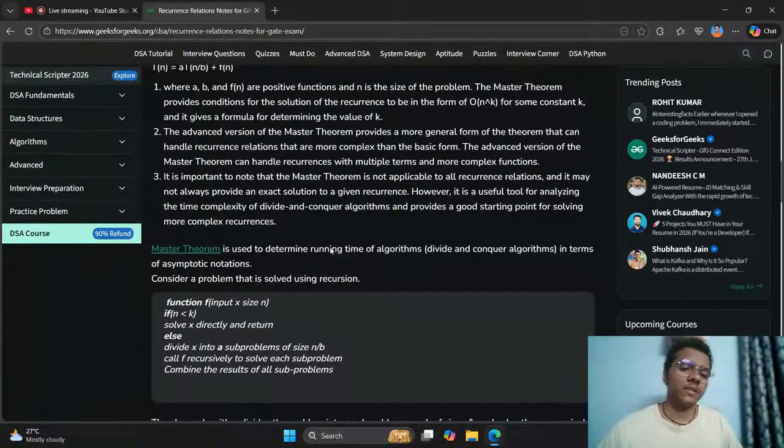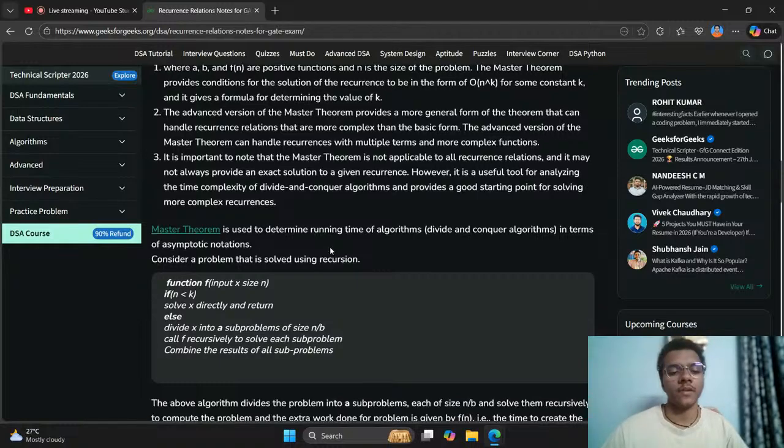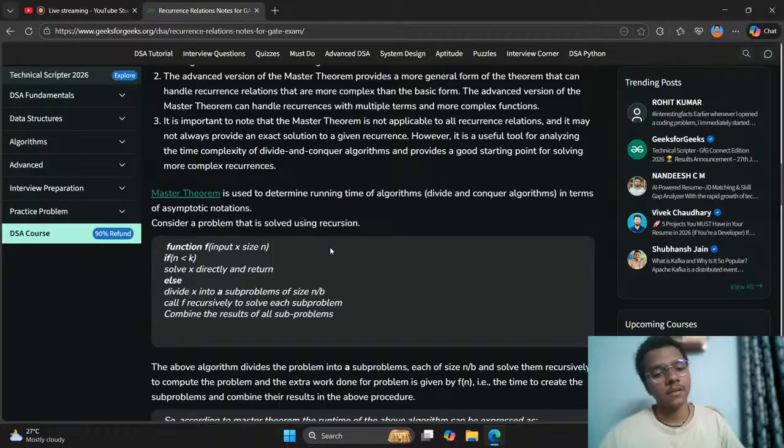The advanced version of the master theorem provides a more general form that can handle recurrence relations that are more complex than the basic form. It can handle recurrences with multiple terms and more complex functions. It is important to note that the master theorem is not applicable to all recurrence relations and it may not provide an exact solution to a given recurrence. However, it is a useful tool for analyzing the time complexity of divide and conquer algorithms and provides a good starting point for solving more complex recurrences.